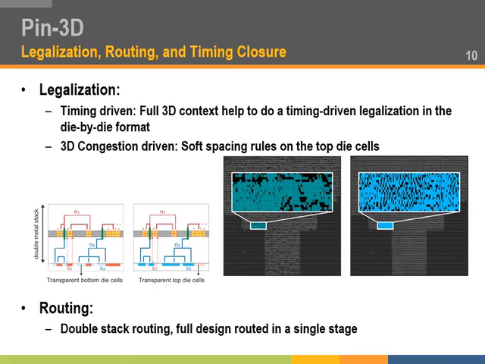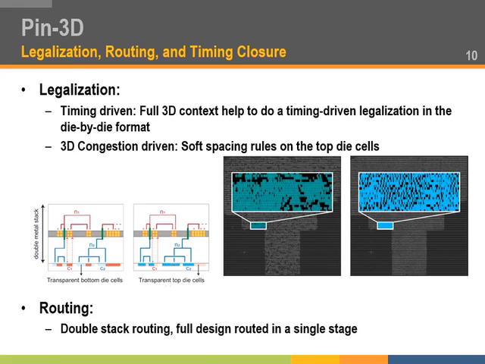As discussed before, during legalization, the 3D context drives the placement in each tier. So this is done with a timing driven legalization so that it can easily be useful for timing closure later on. We also do a 3D congestion driven legalization. What this is: we define soft spacing rules between the top die cells so that whenever possible the tool tries to space the top die cells and leave some space in between them.